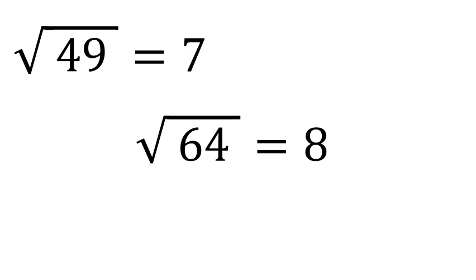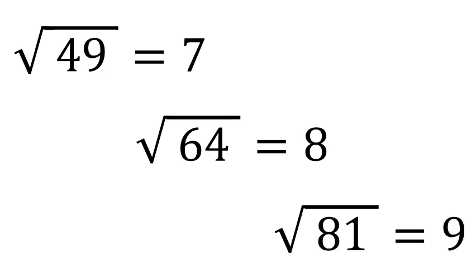Now radical 64 is 8. We know why, because 8 times 8 equals 64. So radical 64 equals 8. And radical 81 equal 9. You know why, because 9 squared equal 81, or 9 times 9 equal 81.